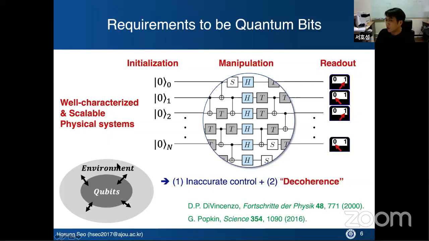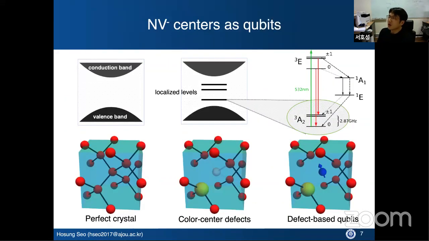Okay, so once you satisfy all of these five criteria, then you can claim your system is now basically operating as a physical qubit, not a logical qubit, but a physical qubit. Okay, so then how do you implement such a single quantum system in the solid state, satisfying all of these five criteria? One nice example people have found is the so-called nitrogen vacancy center in diamond. It's basically a color center defect. It's a point defect in diamond, which is a wide gap semiconductor.